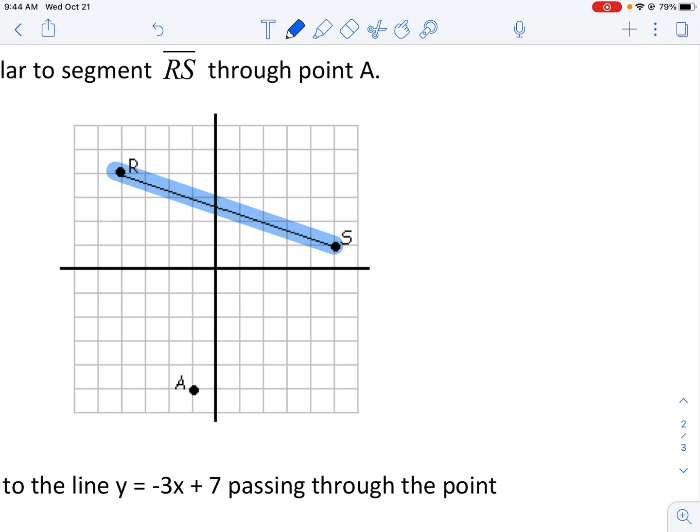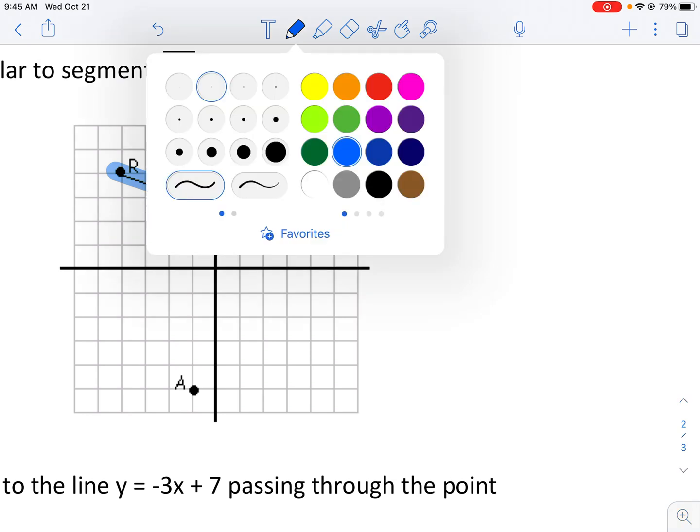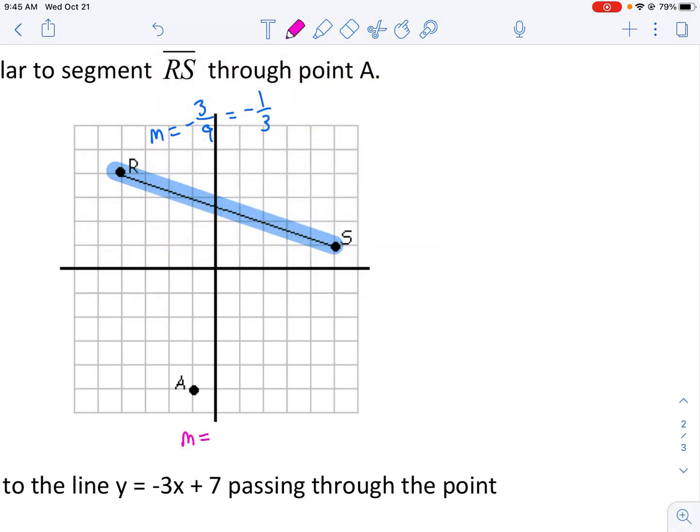All right, so let's find the slope of RS. So we're going to go down 1, 2, 3, and then over 1, 2, 3, 4, 5, 6, 7, 8, 9. So down 3, over 9, and that's a negative sloping line. It's going downhill, so it's negative. So it's negative 1/3 when you reduce it, which means the slope we want down here, we want this slope to be positive 3 over 1, or just positive 3.